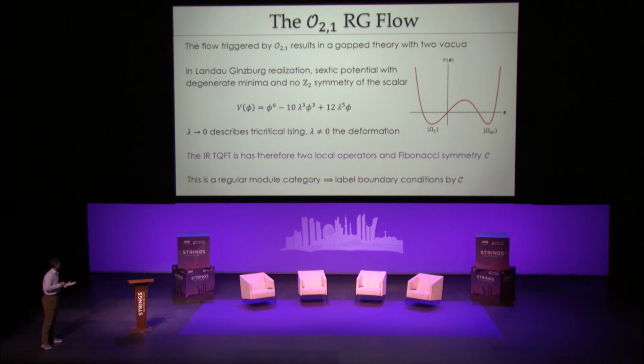Okay? And now this Landau-Ginzburg model comes back. So this tricritical Ising model, the Landau-Ginzburg description is a single scalar field with a sextic interaction. And this lower order deformation is exactly the O21 deformation described in Landau-Ginzburg terms. So that gives us these 2 degenerate minima. But this RG flow, when we think about it from the CFT to this gapped phase, has Fibonacci symmetry the whole time. And we're going to use that to understand the spectrum.